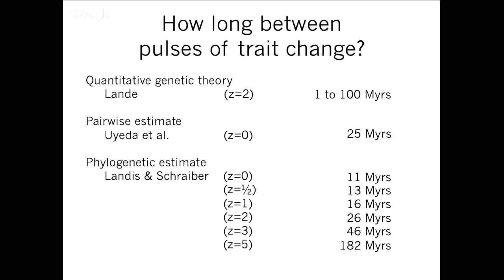It turns out there's not very many estimates in the literature, but two that I could locate are one with Russ Lande, who, using some empirically realistic parameters and a quantitative genetic model, said that adaptive rapid shifts can occur with waiting times between shifts anywhere from 1 to 100 million years.